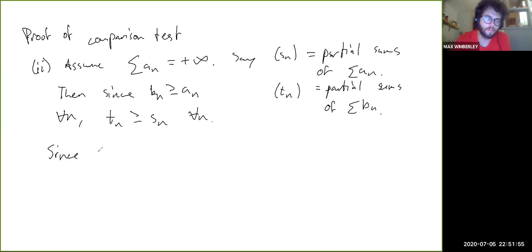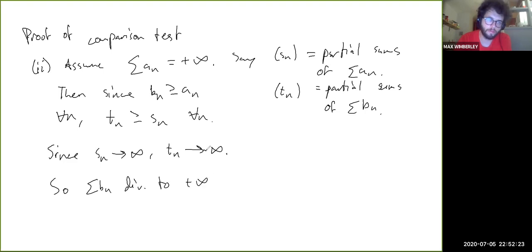And then we know that since Sn diverges to infinity, right? Tn also diverges to infinity. This is by a previous theorem or a previous fact that we've established. So the fact that Tn approaches infinity is by definition the same as saying that the series Bn diverges to infinity. Right, these are all positive infinity. So, okay, great. So that's the comparison test.